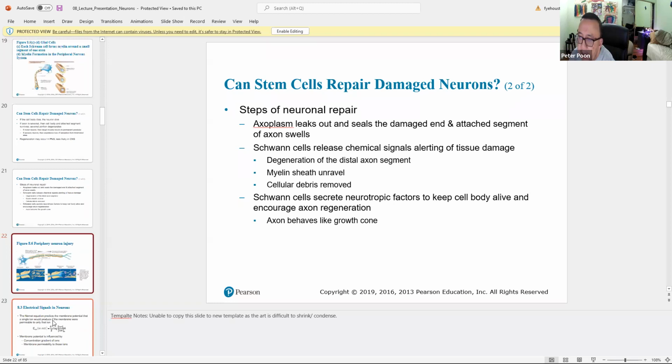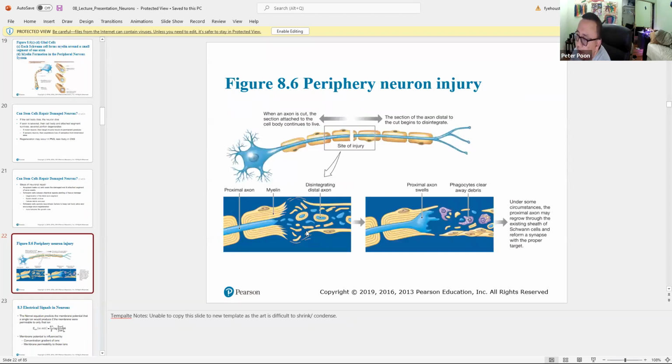So here's the repair. If you damage the axon, you can repair it. The proximal axon will swell. Macrophages and neutrophils will destroy all this material downstream, and then that will grow into a new axon terminal, and it will grow out and eventually get back to where it was.